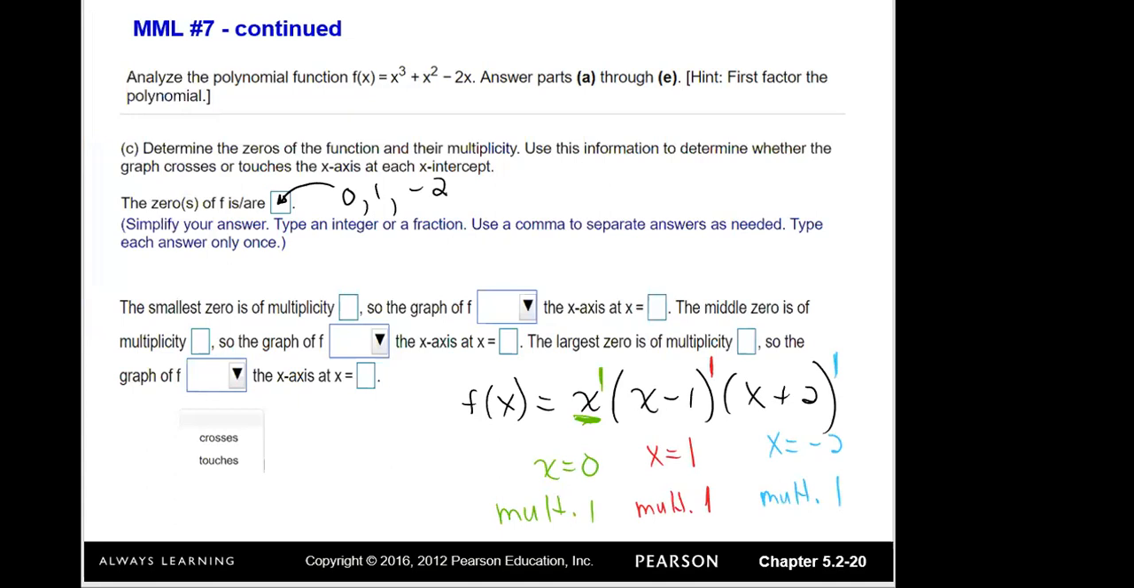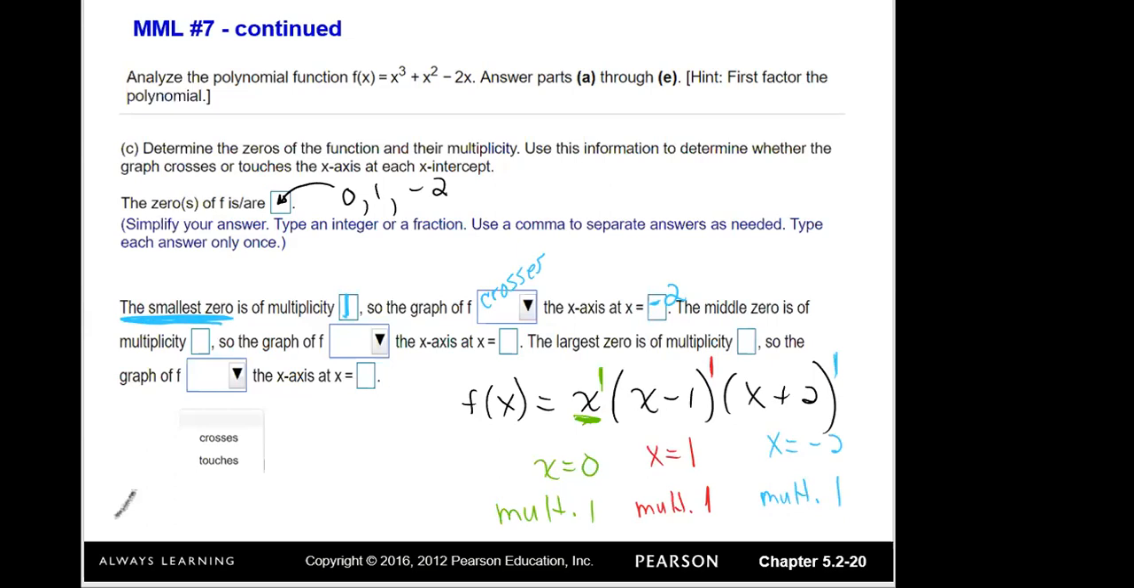The smallest 0 would be the negative 2, which is in blue. The smallest 0 is my blue one. It is a multiplicity of 1. So the graph crosses the x-axis at x equals negative 2. All right, the middle 0, let's see what's in the middle.